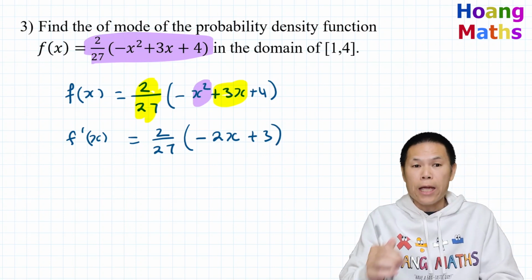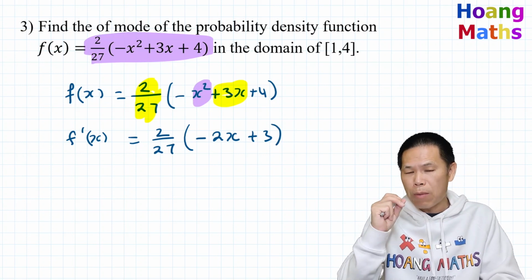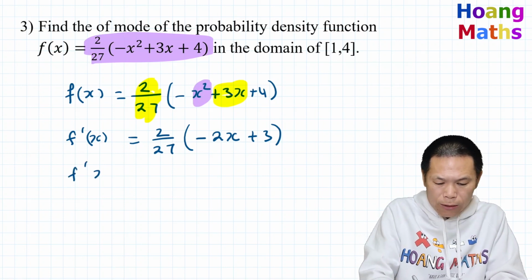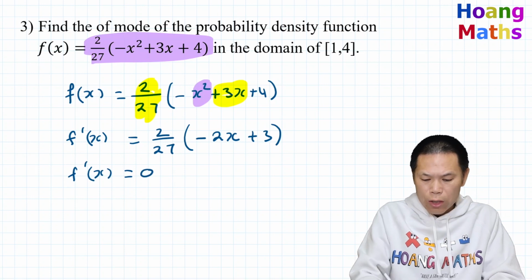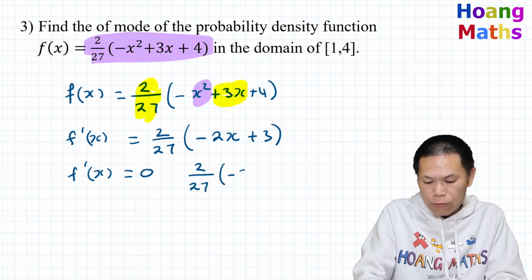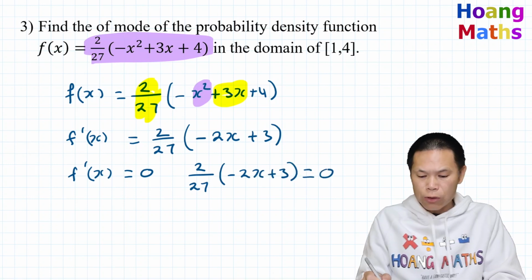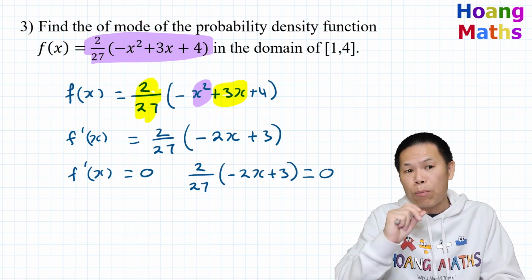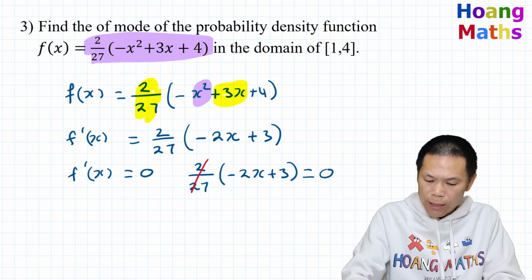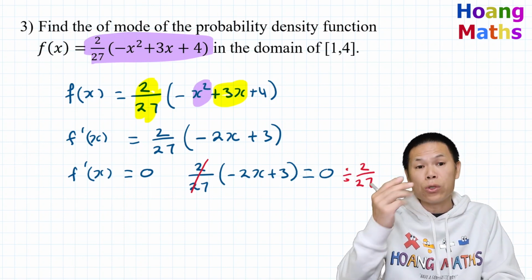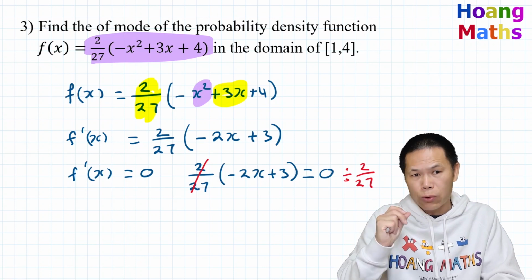So there you go. To work out the maximum value, remember, the gradient must be equal to 0. In other words, f'(x) is equal to 0. Therefore, 2 over 27 times negative 2x plus 3 is equal to 0. Now to solve this, I divide by 2 over 27 on both sides, so this will cancel out, and we divide this by 2 over 27. Of course, 0 divided by any number is equal to 0.